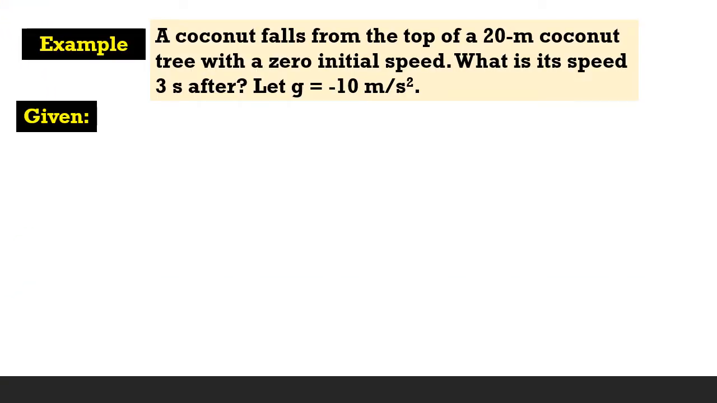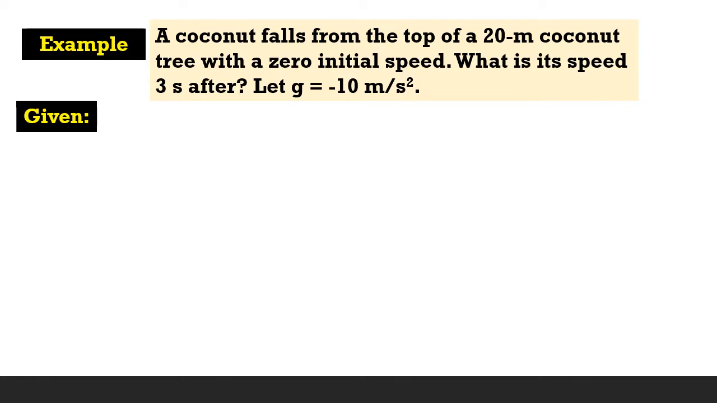So the problem is, a coconut falls from the top of a 20-meter coconut tree with a zero initial speed. What is its speed 3 seconds after? We will let the acceleration due to gravity be equal to negative 10 meters per second squared.